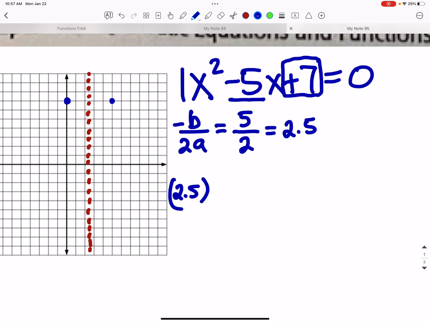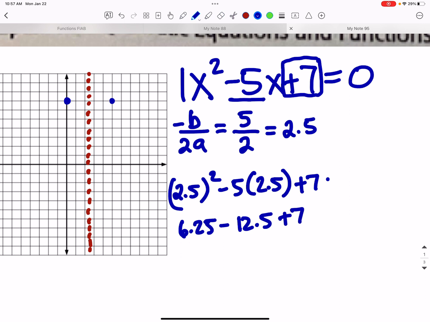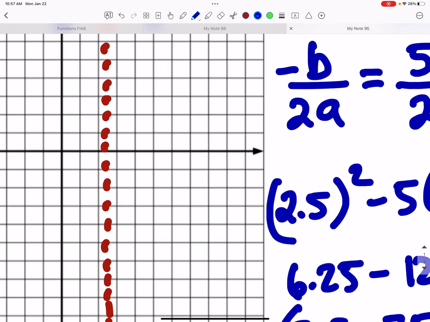2.5 squared minus 5 times 2.5 plus 7. Well, let's see what that equals. 2.5 times 2.5 is 6.25. Minus 5 times 2.5 is minus 12.5, plus 7. So here we go. 6.25 minus 12.5 plus 7 equals 0.75. So if I plug in 2.5, I'm going to be at 0.75. So 2.5 is right here.